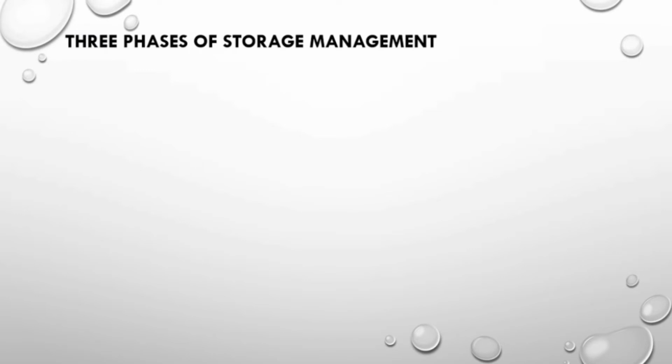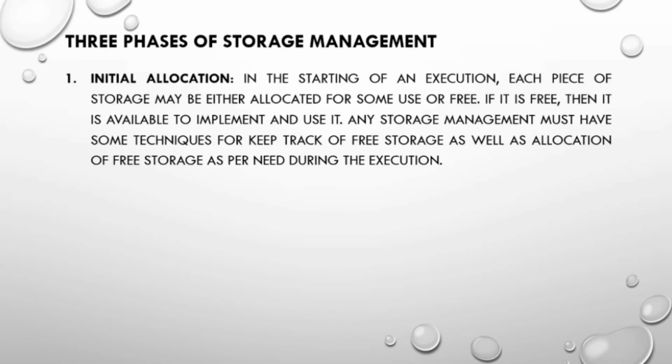Three phases of storage management. First is initial allocation. In the starting of the execution, each piece of storage may be either allocated for some use or free. If it is free, then it is available to implement and use it. Any storage management must have some techniques for keeping track of free storage as well as allocation of free storage as per need during the execution.